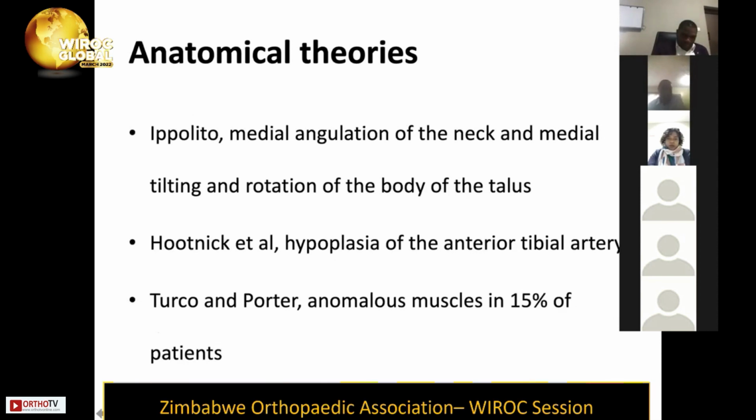Again, for anatomical theories, Ippolito found that there was medial angulation of the talar neck and medial tilting and rotation of the body of the talus. Hutnik et al. found that there's hypoplasia of the anterior tibial artery, and Tekoe and Porter found anomalous muscles in 15% of the patients with clubfoot.